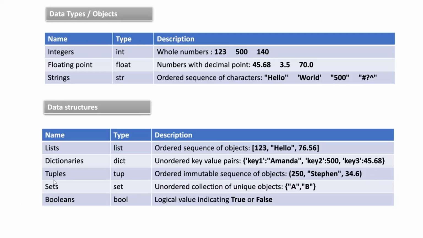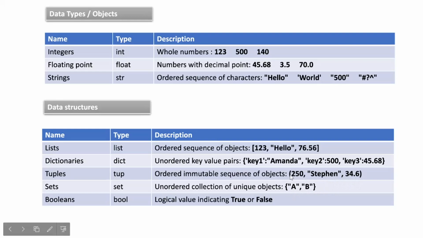Then the third type of data structure is tuples. They are represented by tuple internally in Python. They are an ordered immutable sequence of objects. We have three objects here: an integer 250, then a string Stephen enclosed in double quotation, and a floating point number 34.6. They are separated by commas and enclosed in parentheses.